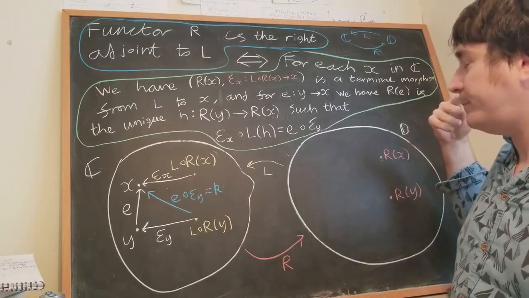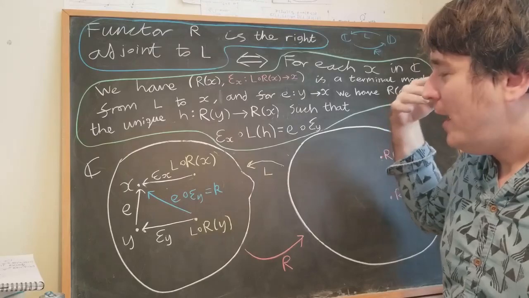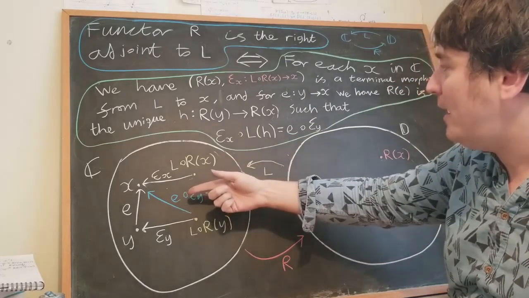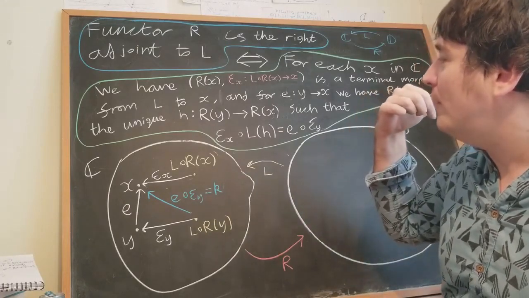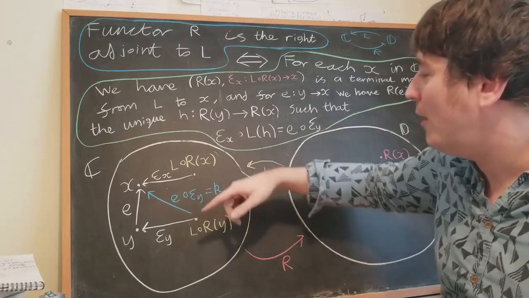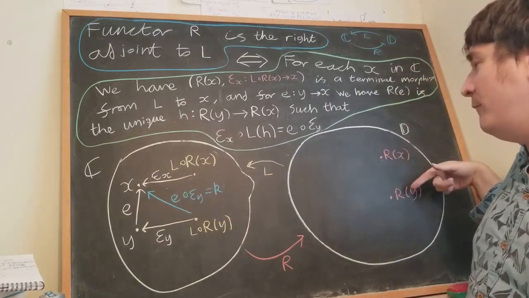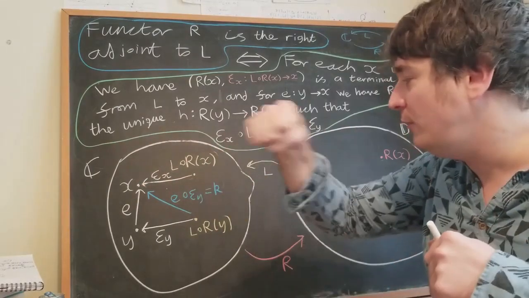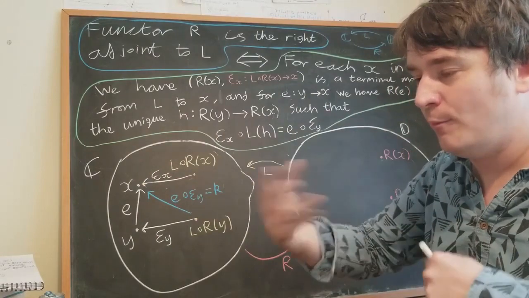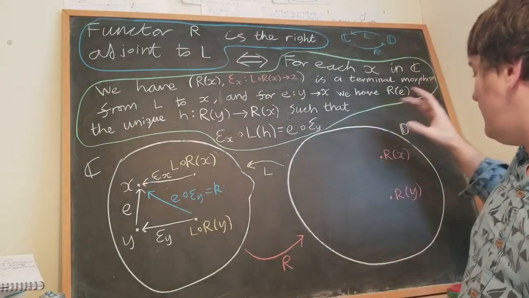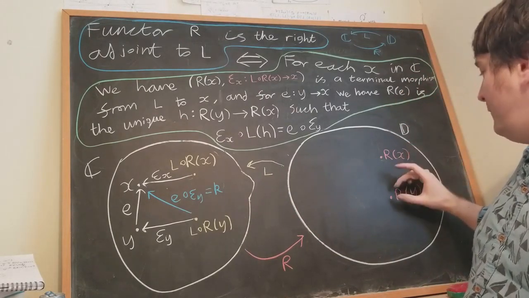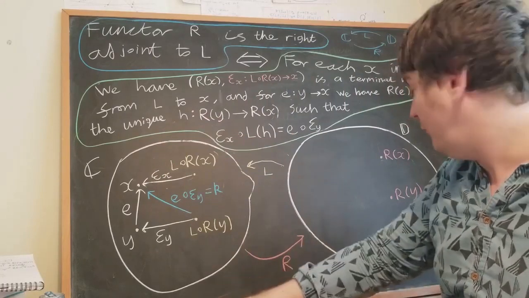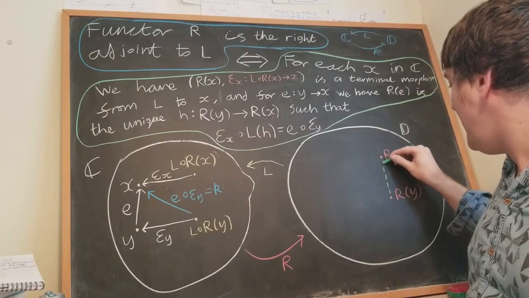Now then, here's the trick. What we do is we say, okay, I'm going to think of this object here paired with this arrow here as a candidate for being a terminal morphism from L to X, okay? Because it's an object of D, which has the image of which under L has an arrow into X. So I can again use the definition of the terminal morphism. And what does that mean? Well, it means that there's going to be a unique arrow from this object here to this object here that, if we lift it under L, is going to make this triangle commute.